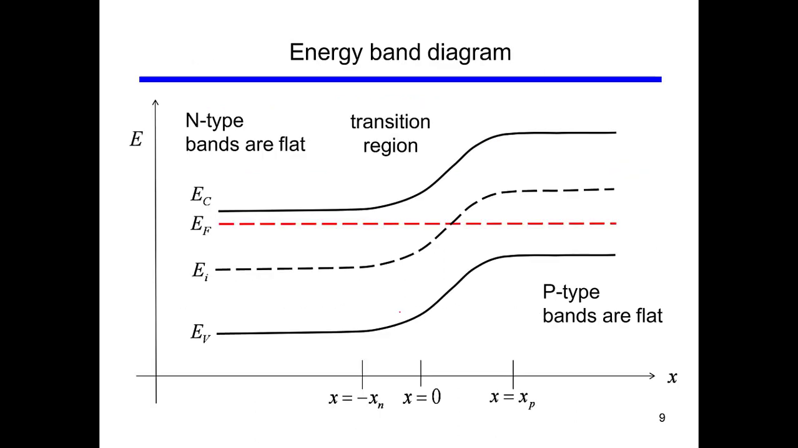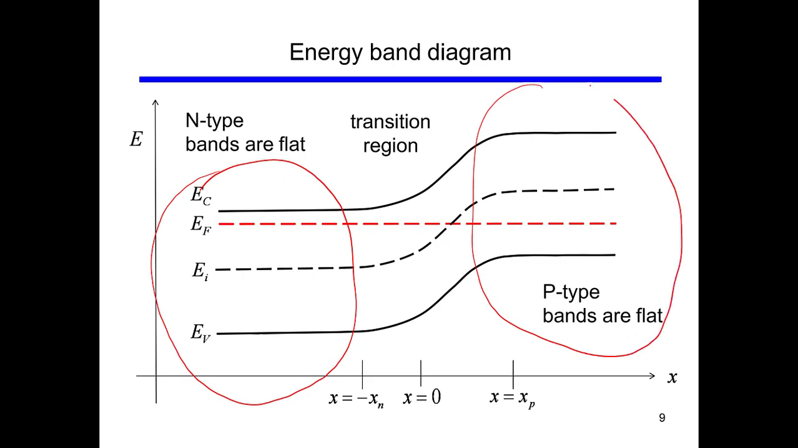So this is the energy band diagram. On this side we have the N region, and on this side we have the P type region, and you see that these bands are flat. Note that on the N side the Fermi level is near the conduction band, and on the P side the Fermi level is near the valence band. So this is our EV, this is our EF, this is our intrinsic band, and this is our conduction band.